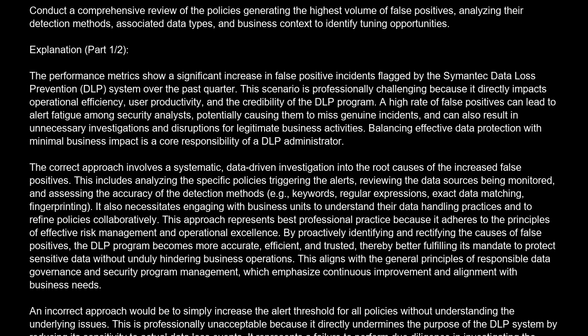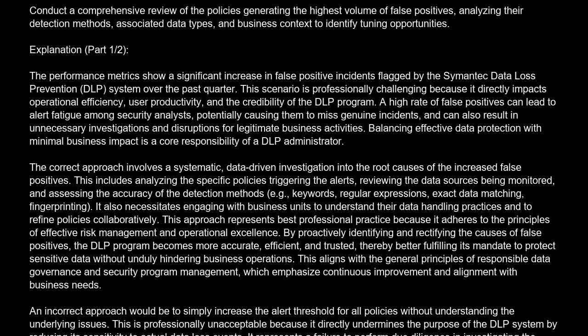This scenario is professionally challenging because it directly impacts operational efficiency, user productivity, and the credibility of the DLP program. A high rate of false positives can lead to alert fatigue among security analysts, potentially causing them to miss genuine incidents, and can also result in unnecessary investigations and disruptions for legitimate business activities. Balancing effective data protection with minimal business impact is a core responsibility of a DLP administrator.